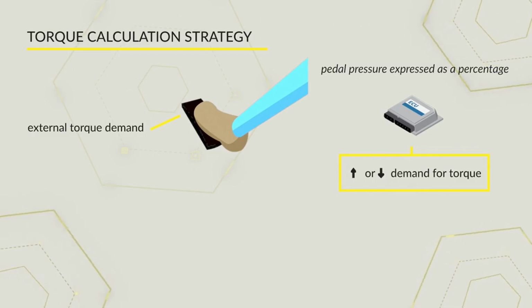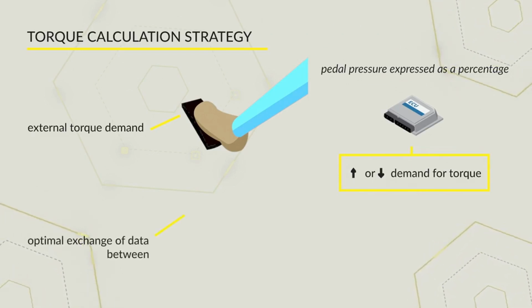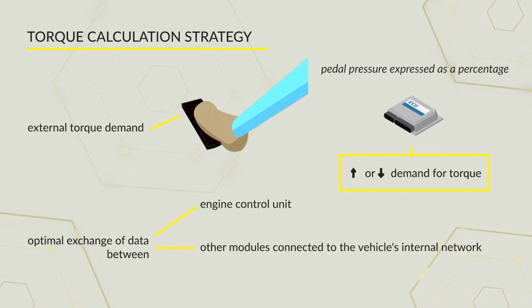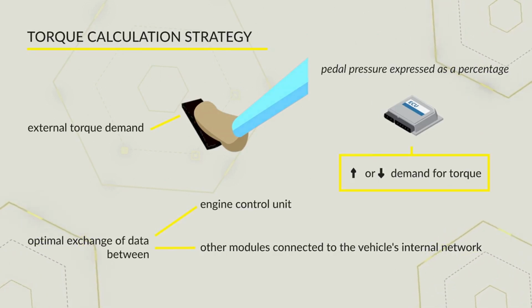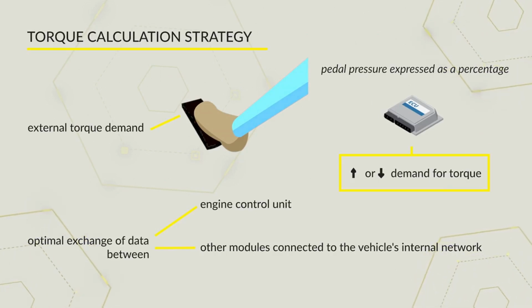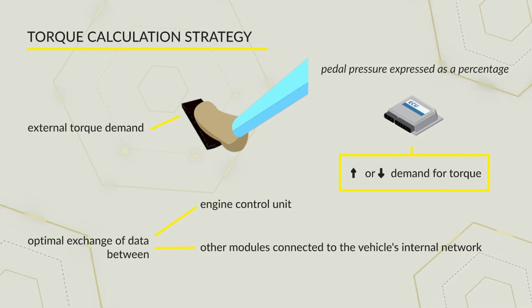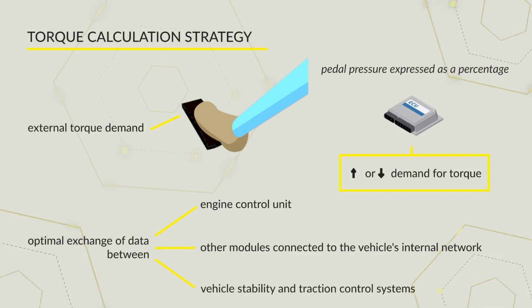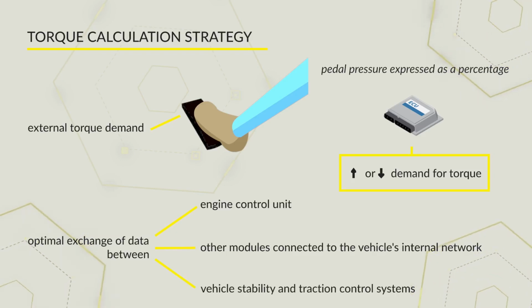The torque calculation allows an optimal exchange of data between the engine control unit and that of the other modules connected to the vehicle's internal network, such as the gearbox and body computer, between the engine control unit and the devices that can be connected to the OBD2 diagnostic socket, and finally, with vehicle stability and traction control systems such as ESP, ASR, and ABS, for example.